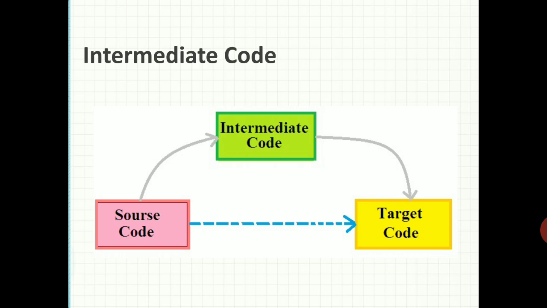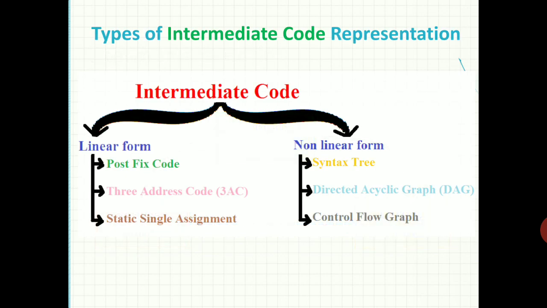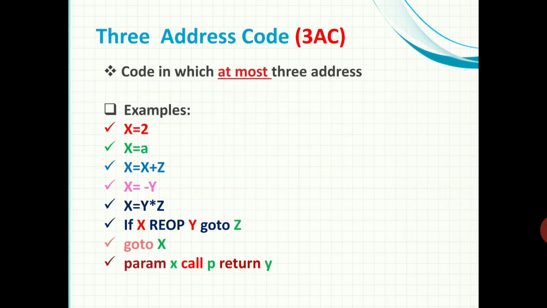Then come to the forms of the intermediate code generation. We can represent it in linear or non-linear form. We have already seen some of the techniques, that is postfix code, three address code, and static single assignment. The non-linear form contains syntax tree, DAG and control flow graph. Today we are going to see the three address codes in detail.